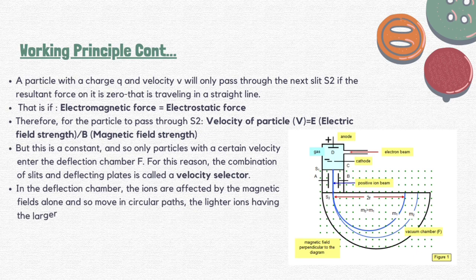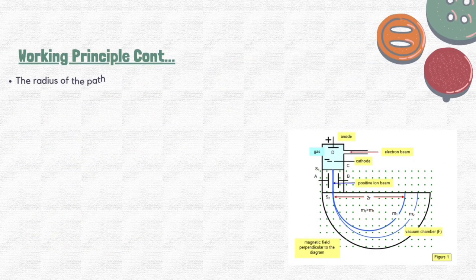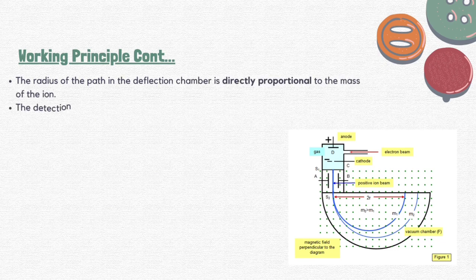In the deflection chamber, the ions are affected by the magnetic field alone and so move in circular paths, the lighter ions having the larger path radius. The radius of the path in the deflection chamber is directly proportional to the mass of the ion.